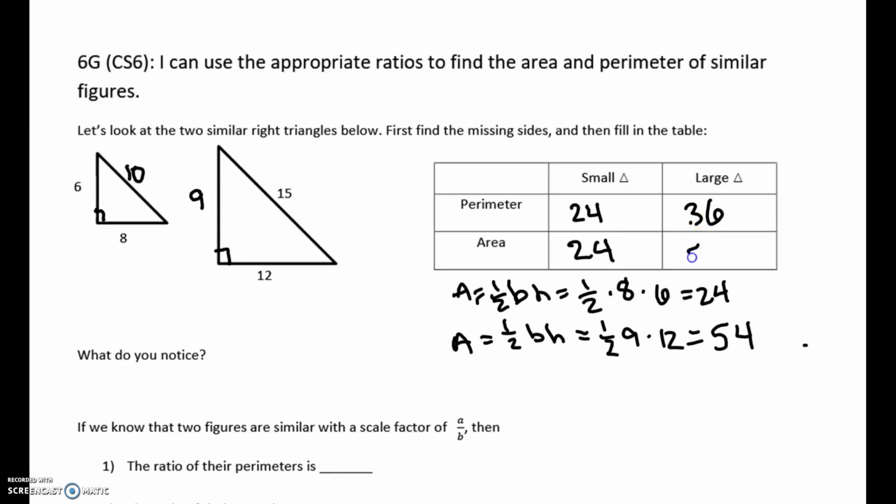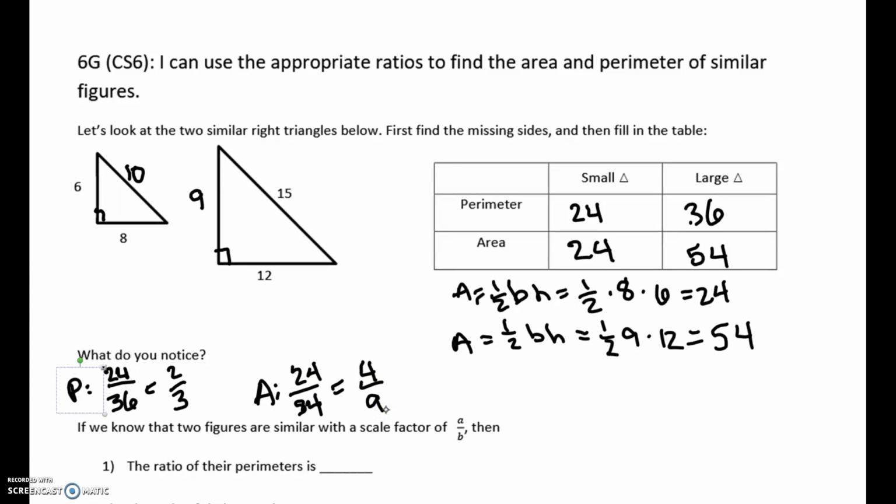All right, now let's look at the ratio of the perimeters. If I do my ratio of perimeters, small over large, that's 24 over 36. Well, those reduce, 12 goes into both, so I get 2/3. Whereas if I look at the ratio of my areas, well, the ratio of my area is 24 over 54. 6 goes into both, and I get 4 over 9.